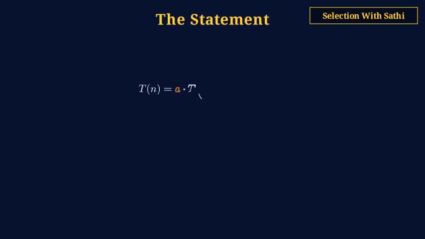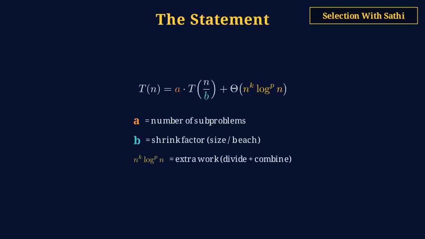The Master Theorem applies to recurrences of the form T(n) = a T(n/b) + Θ(n^k log^p n). Look at the parameters on screen. a is the number of subproblems, it must be at least 1. b is the factor by which the input shrinks at each step, it must be strictly greater than 1. n^k log^p n is the work done outside the recursive calls. This includes both the divide step and the combine step.